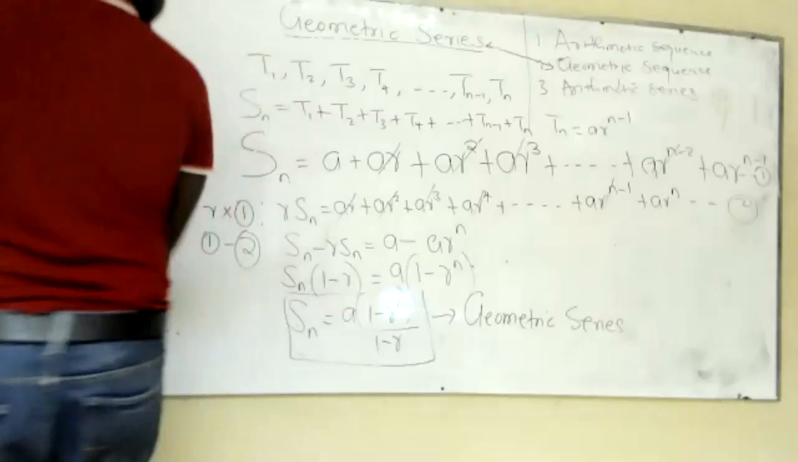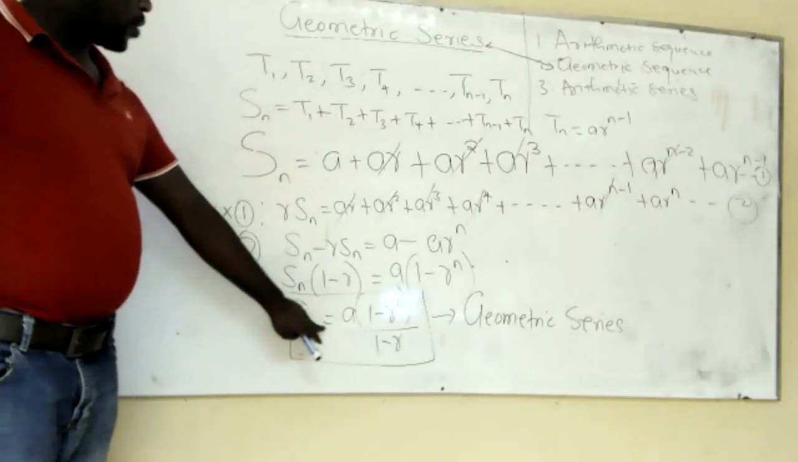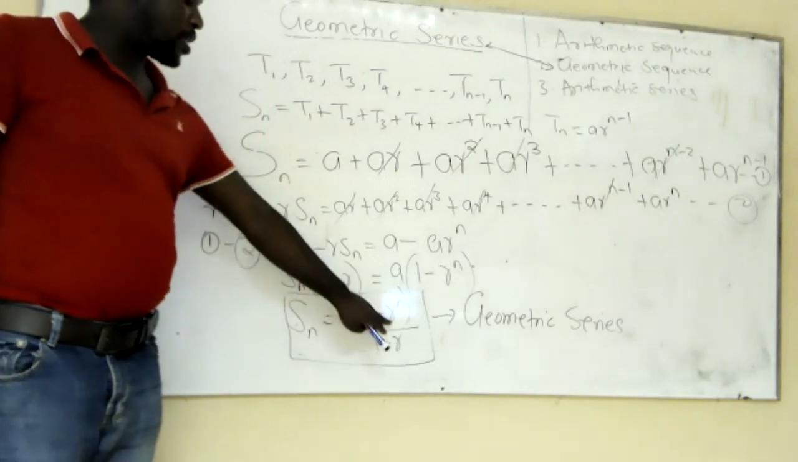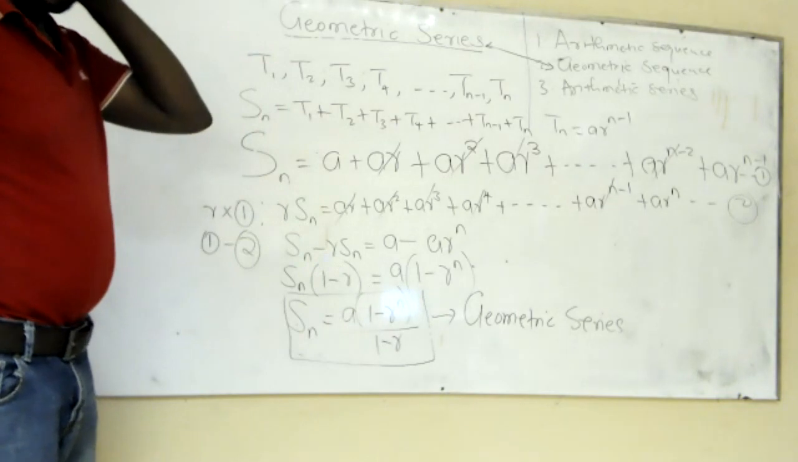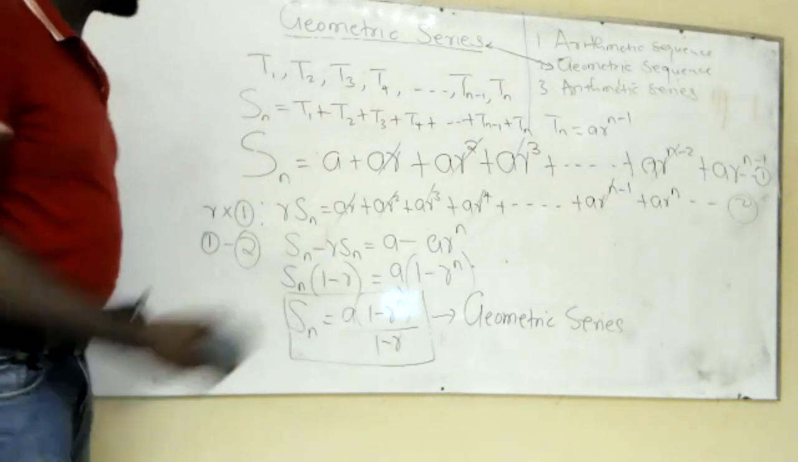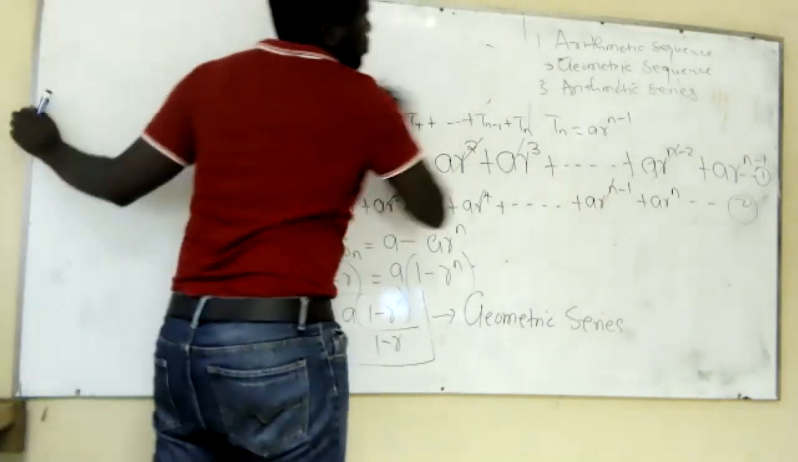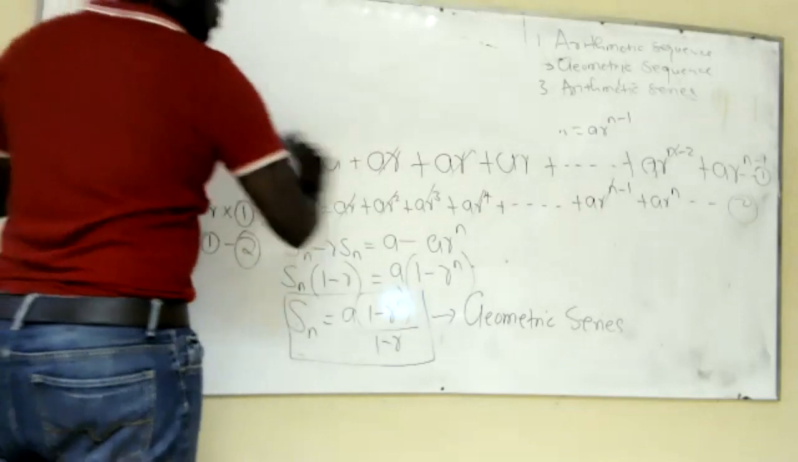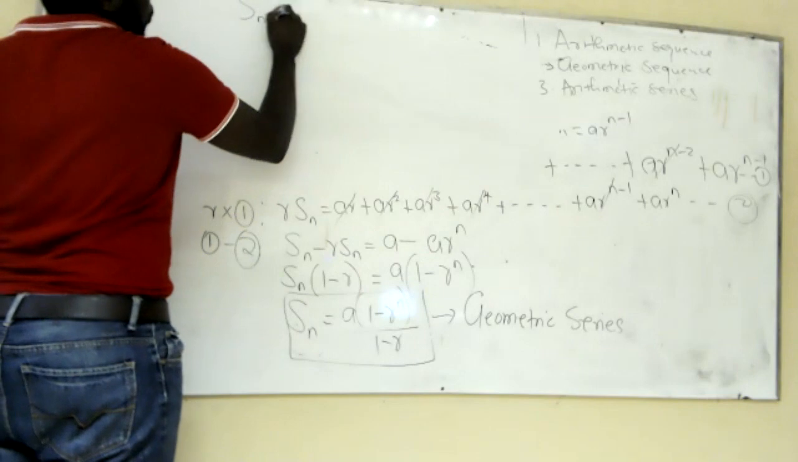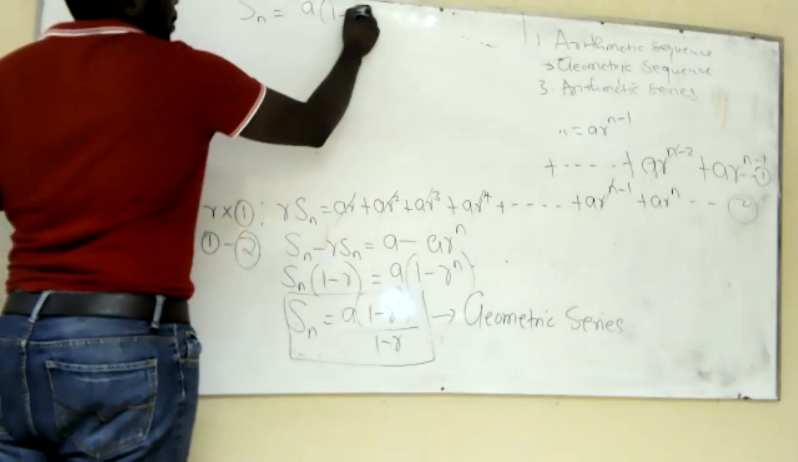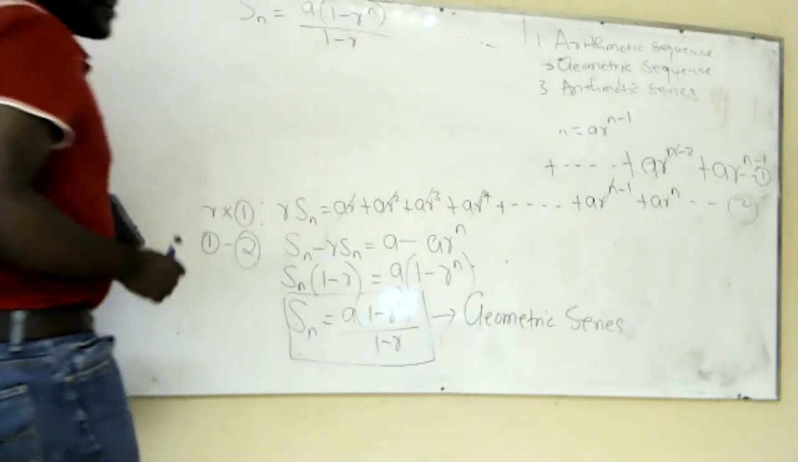Let me go to the properties of this formula we have down there. Sn equal to a into 1 minus r to the n, divided by 1 minus r. So we are now going to the properties of these formulas. Let me wrap what we have out there. So we have this formula of Sn, which is equal to a into 1 minus r to the power of n, all divided by 1 minus r.